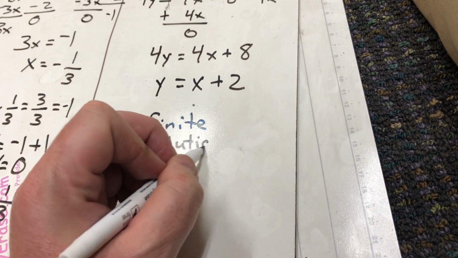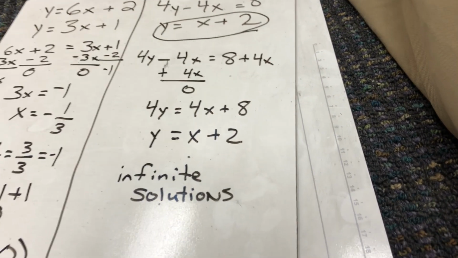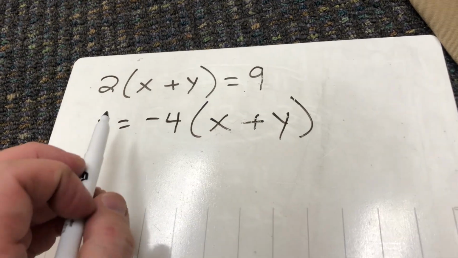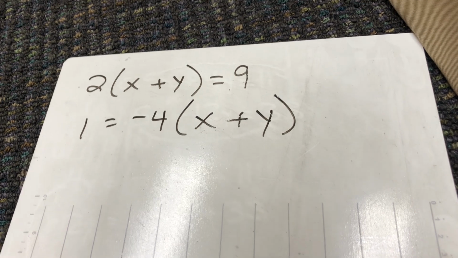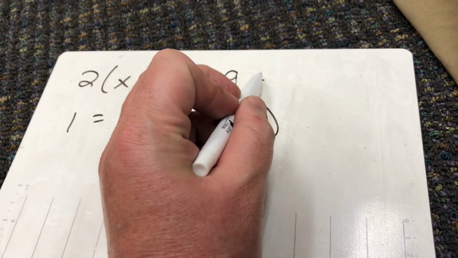When both equations end up being the exact same thing. All right, so let's look at this last one. This one looks like fun. 2 times x plus y in parentheses equals 9. First, let's go ahead and clear the parentheses.